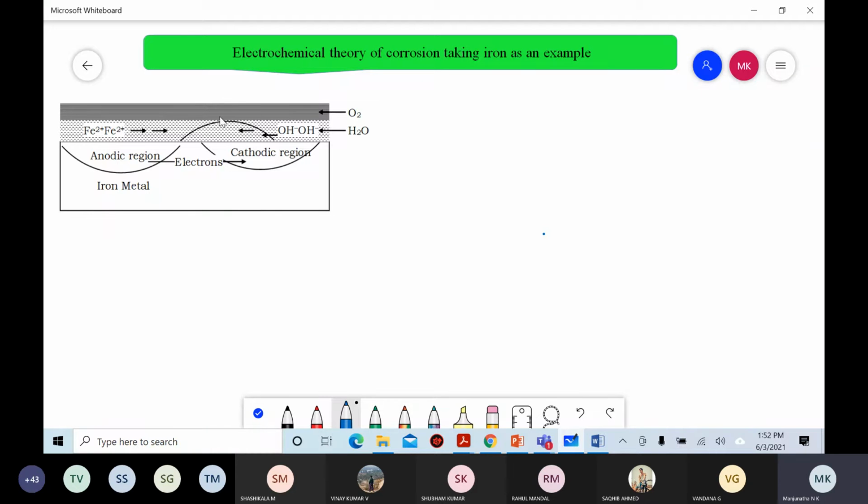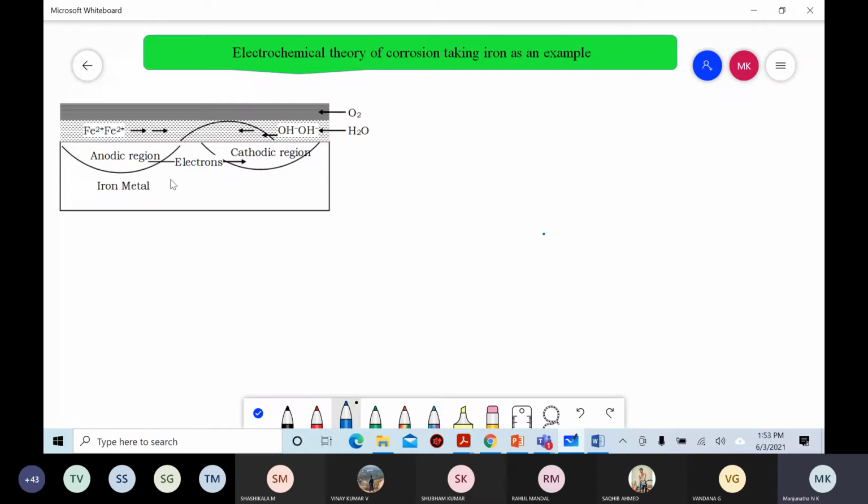First one: you take any metal, once it is exposed to the conducting medium, meaning in the presence of oxygen and moisture, some portion of anodic region and some portion of cathodic region form, in which at the anodic region an oxidation reaction takes place and the metal undergoes corrosion. At the cathodic region, a reduction reaction takes place. It mainly depends on the nature of the environment, and the metal is unaffected by corrosion.